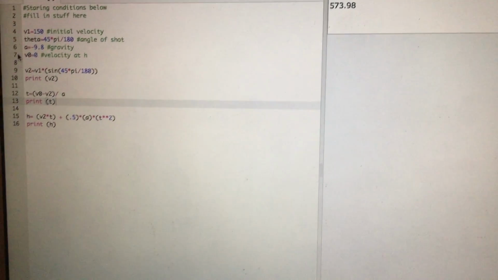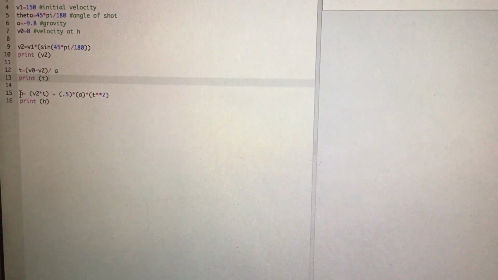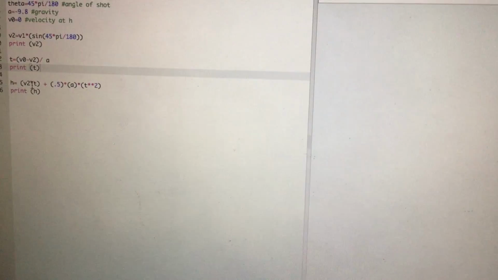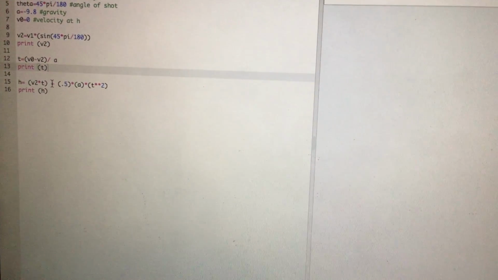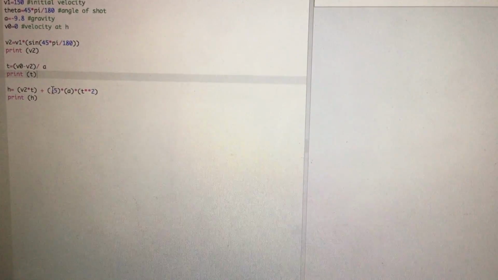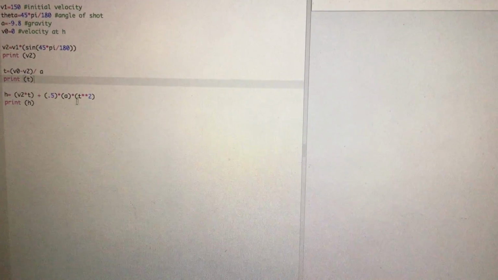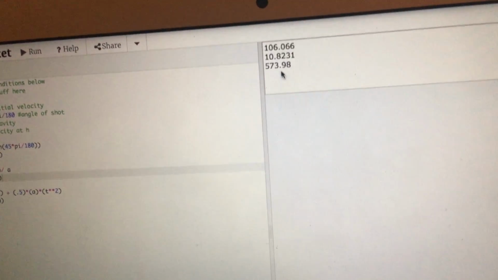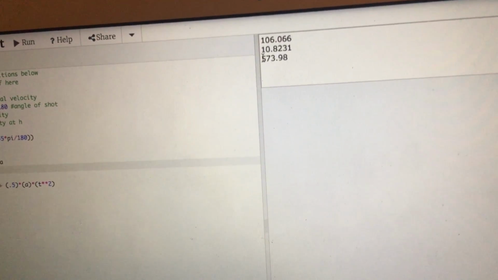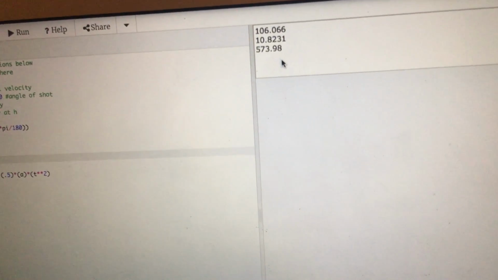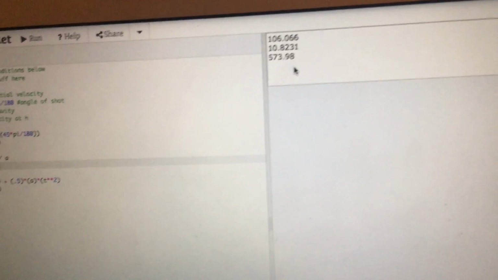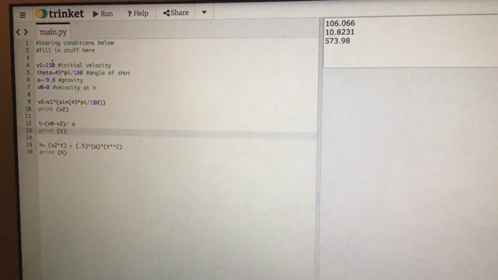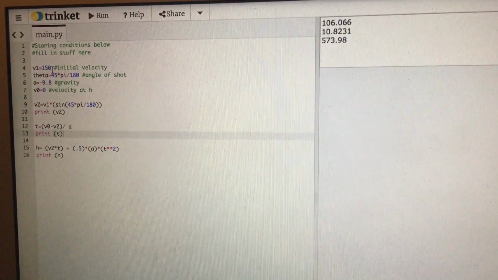So now we have everything we need for our original formula. So h, in this case, is going to be the maximum height, v2 times the time, plus 1/2, 0.5 in this case, times acceleration times time squared. We're going to print h, and it's going to give us 573 point something, we'll just call that 574, at its maximum height.